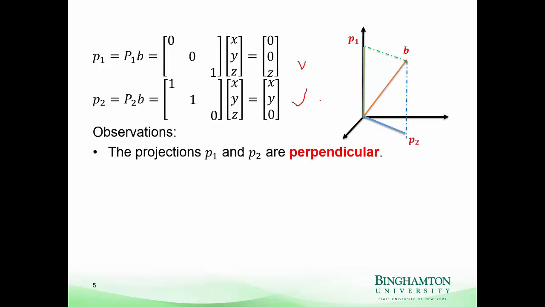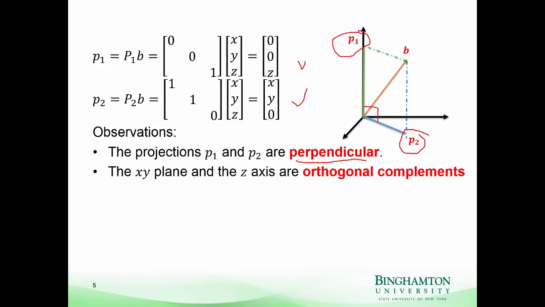Some other observations that we can see. For this case, the projection onto the z-axis, P1, and the projection onto the xy plane, those projections themselves end up being perpendicular to each other. And there's a reason for that. The main reason is that the xy plane and the z-axis are orthogonal complements of each other. So if we project B down onto the xy plane, then we project it onto the z-axis. Since the z-axis is orthogonal to the xy plane, obviously the projections are going to be orthogonal to each other.